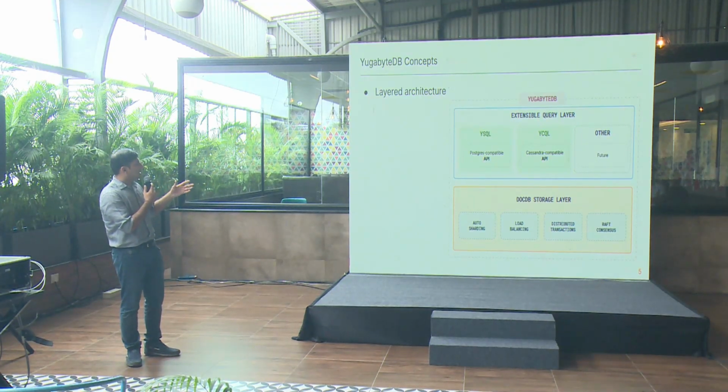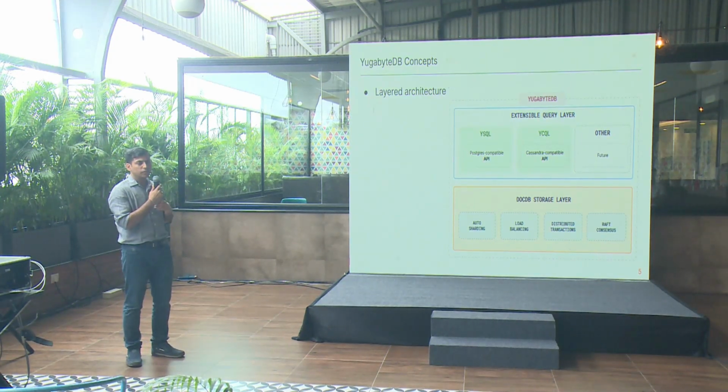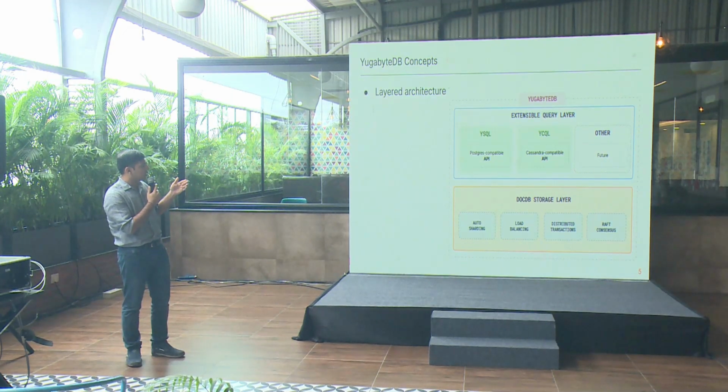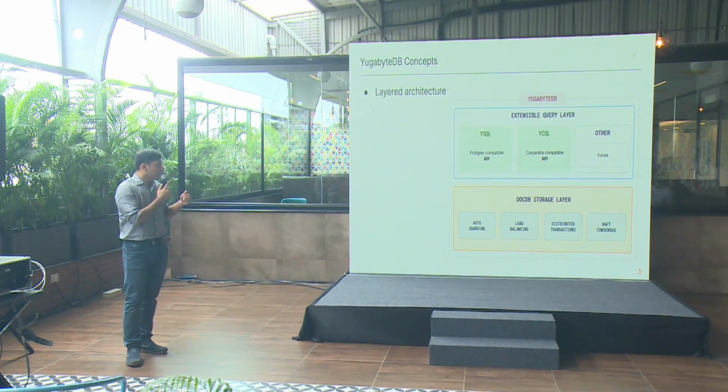Yugabyte has a layered architecture. We have a query layer as well as a storage layer. In the query layer, we have multiple interfaces, as an extensible query layer. We have the YSQL API, which is compatible with PostgreSQL, and also a YCQL API, which is compatible with the Cassandra API.